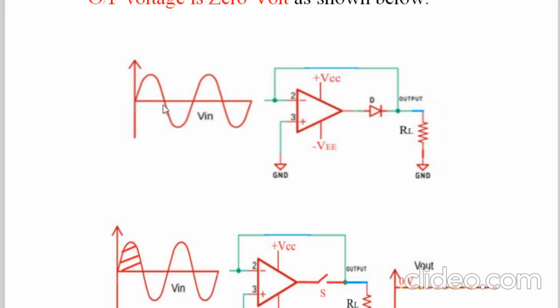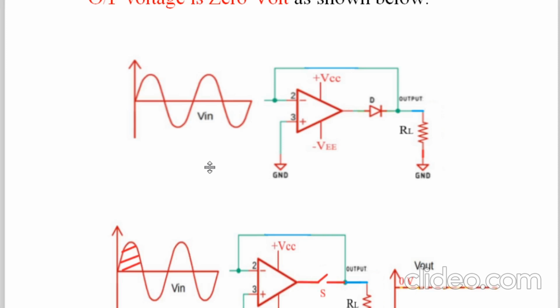When the negative half cycle starts, the voltage goes negative. Again consider the same example. Suppose the voltage goes below 0 in the negative direction, and suppose it is minus 10 millivolt. Minus 10 millivolt means minus 0.01 volt.